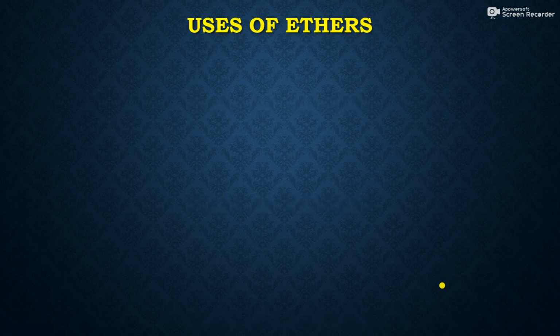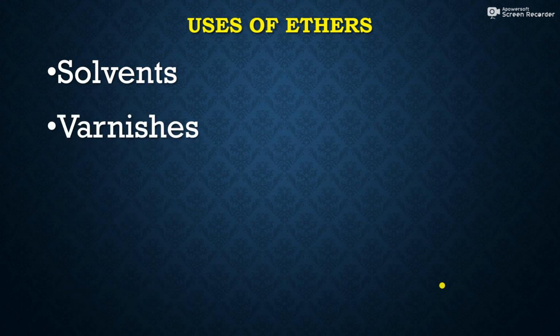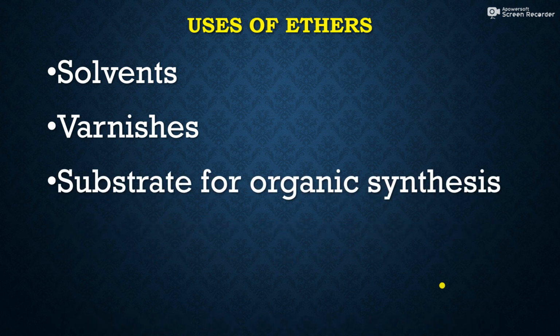So ethers have large advantages in society and in industries. Ethers are the best solvents. Any organic compounds which are insoluble in alcohols or other solvents are soluble in ethers. Therefore, it is the best solvent used in different industries. It is also a very good solvent in varnishes, used as a lacquer for varnishes. And these ethers are also starting materials or substrates for synthesizing various types of organic compounds.